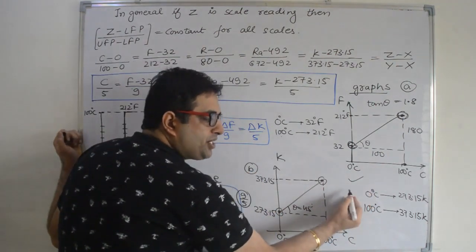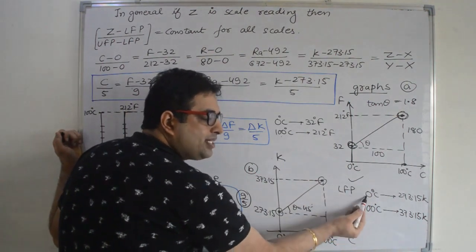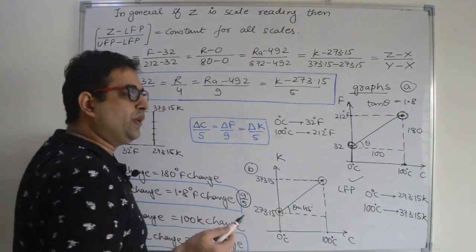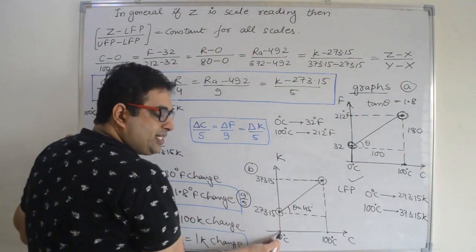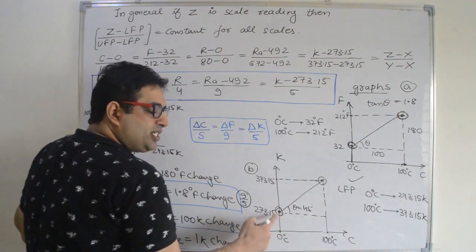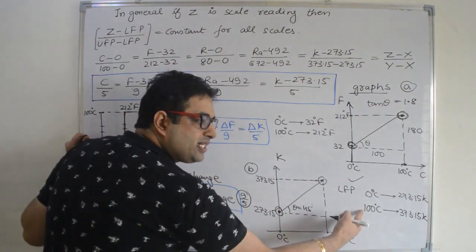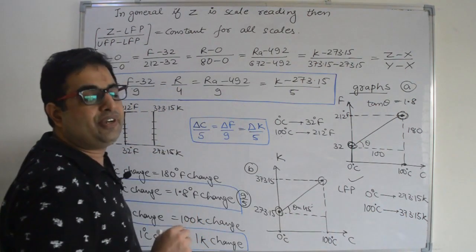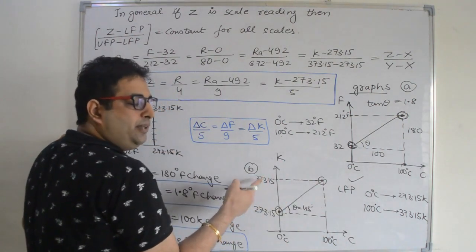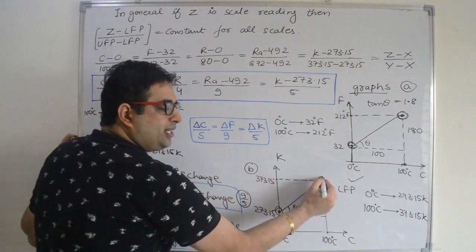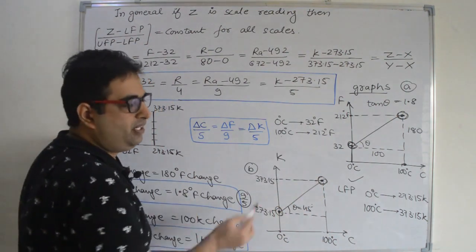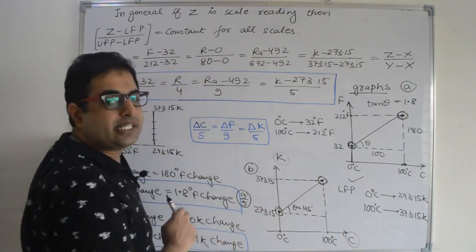We know some basic conditions. Lower fixed point is 0 degree Celsius, but for Kelvin it is 273.15. So 0 degree Celsius is equivalent to 273.15 Kelvin. So this is the point. 100 degree Celsius is equal to 373.15 Kelvin, and this is the common point. Again, join these 2 points, you will get the graph between Kelvin scale and degree Celsius scale.